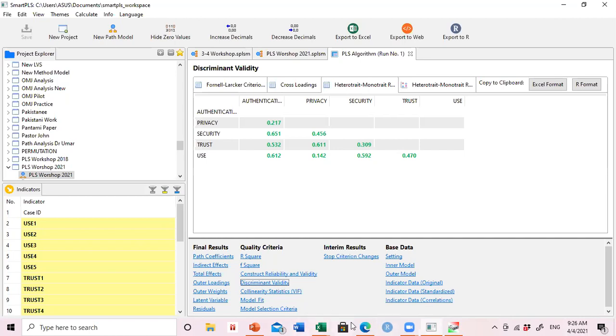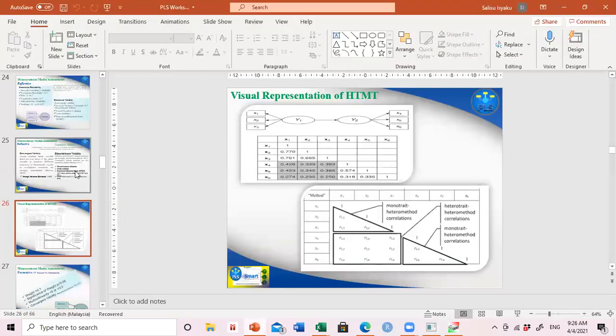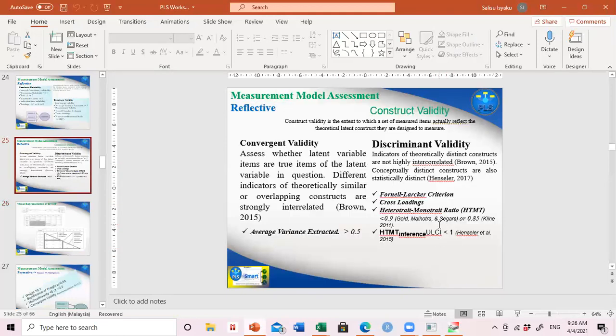I think the literature is Klein et al. and one other person called Gold et al. Yes, Klein et al. and Gold et al. Gold et al. say 0.9, while Klein et al. say it should be 0.85. And okay, that's it.